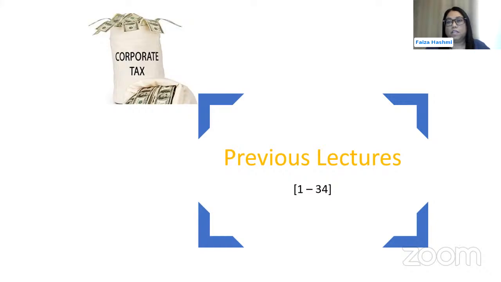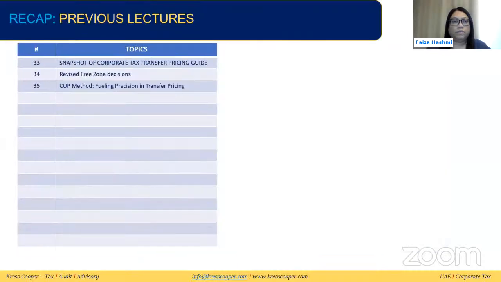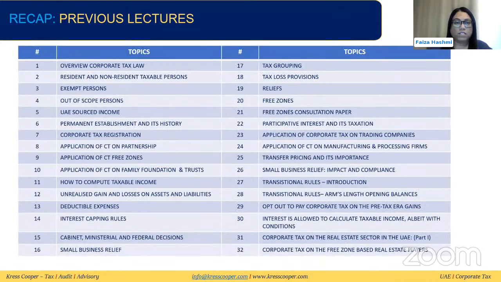After we gave an overview of the transfer pricing guide in our previous lecture, we have started discussing the guide in more detail. We discussed the CUP method, the comparable uncontrolled price method, in our previous lecture, and today we will be discussing the resale price method.